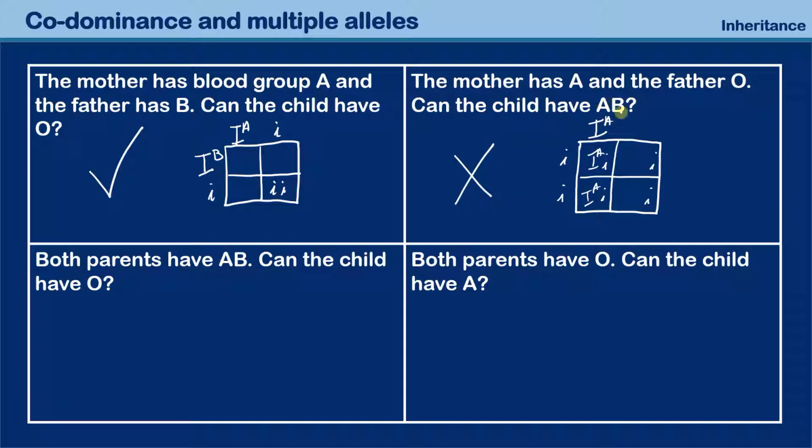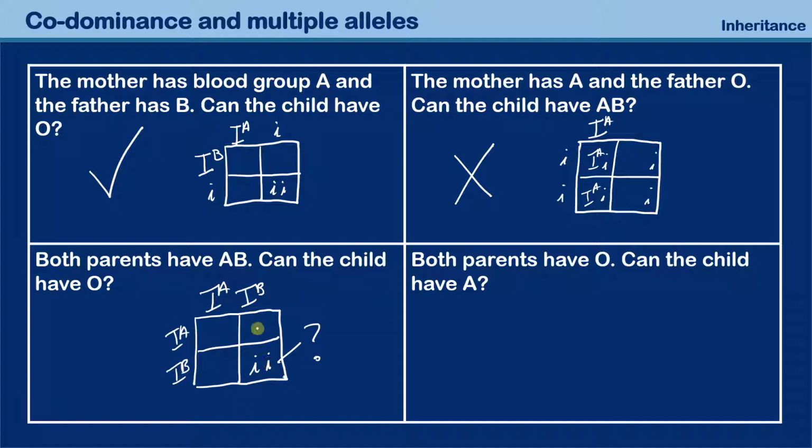So if the child has blood group AB and the mother has A, then you know it must be a different father. Both parents have AB. Can the child have O? I think that is a relatively easy one as well. Can the child have O if both parents have AB? That is the question. Is this possible? No, of course not. There is no way that I can get blood group O over here. So this is definitely not possible.